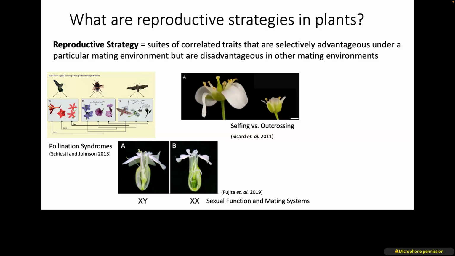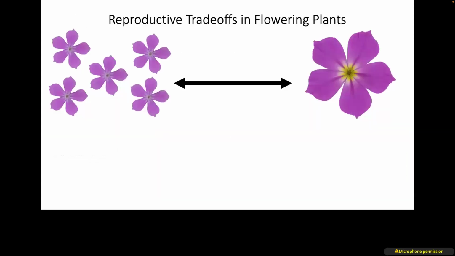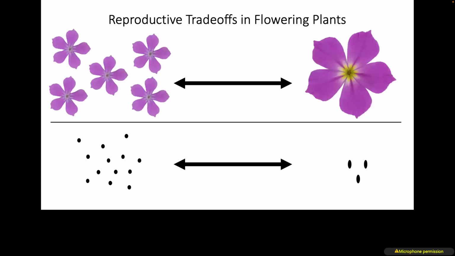But something that isn't talked about as much and is the focus of my research is reproductive allocation trade-offs. And what I'm going to be talking about today is specifically the trade-off between flower size and number and the trade-off between seed size and number. And so in flowering plants, flower size and number have been shown to trade off both within species and between species. And seed size and number also trade off, both within species and between species.